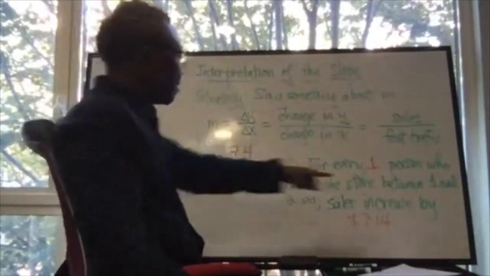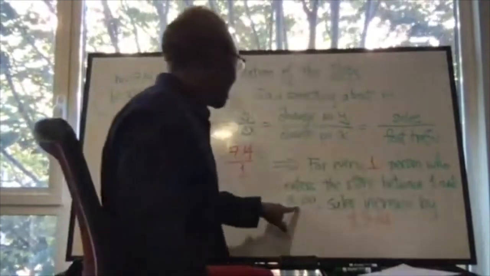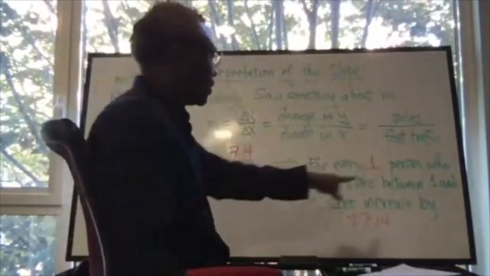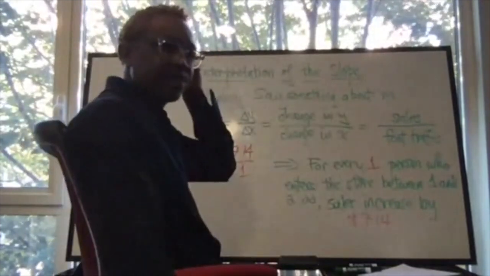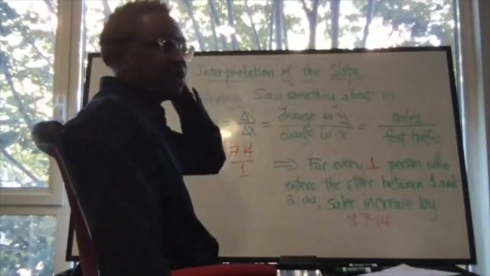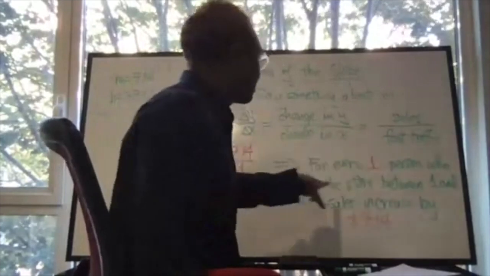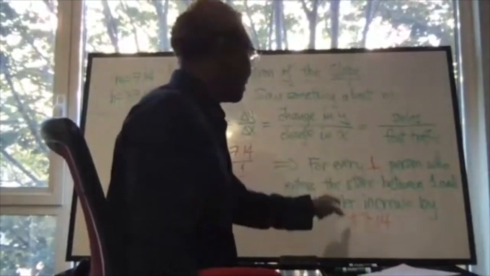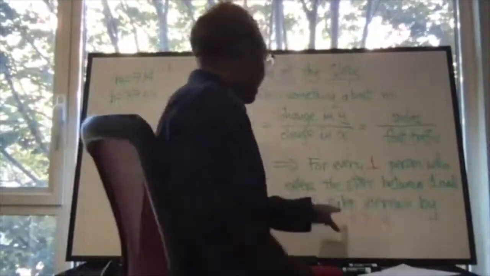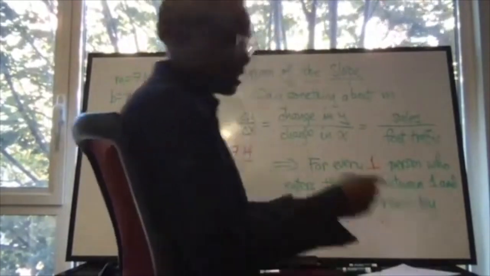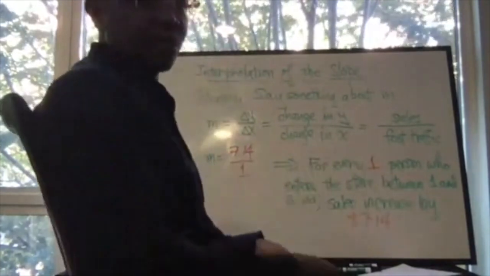See that? Now this 1 and 2 o'clock right here, this 1 has nothing to do with this 1 right here. That 1 over there just has to do with what foot traffic means in the explanation of the problem, because they could have said between 6 and 7 o'clock, right? So for every one person who enters the store between 1 and 2 o'clock, notice the terminology here. Sales increased by $7.14. It's not saying that the sales were $7.14.